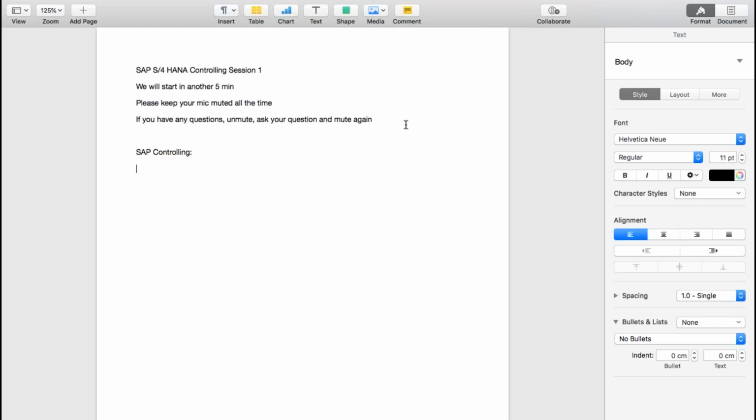Yes, Bala. Sir, controlling is nothing but management accounting. The difference between FI and CO is that it is internal. Controlling is nothing but internal accounting. We are just capturing how the departments and regions are performing, what the cost is, and how much revenue is being generated. We are analyzing and giving the report to the management to take decisions.